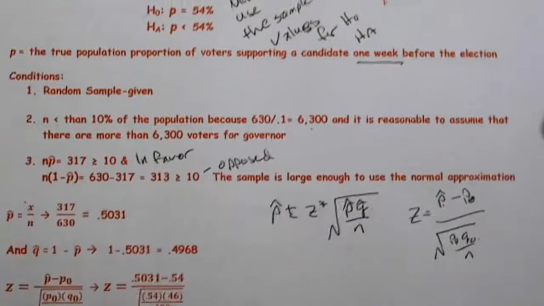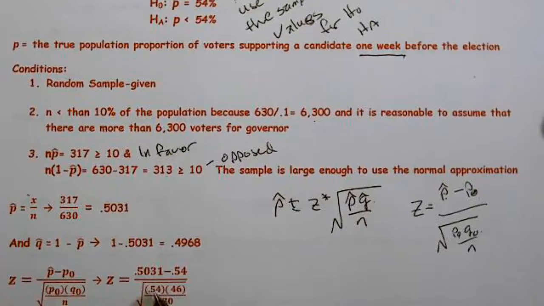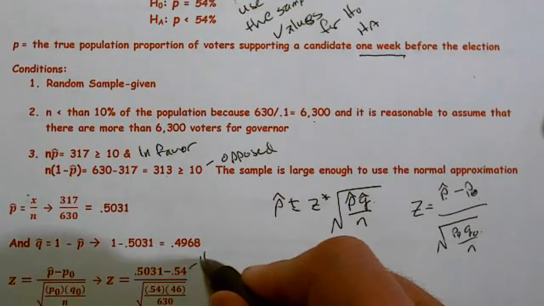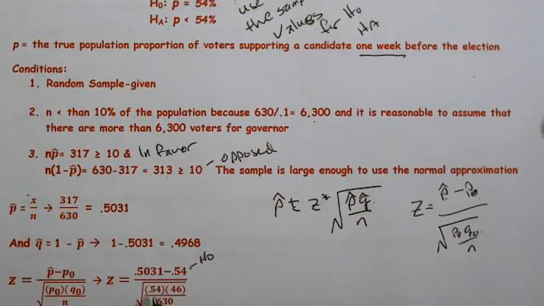So I'm going to go ahead and plug in, and I have 0.5031 minus the claim. This was our null of 0.54. That was our p naught that I used. 1 minus 0.54 is 0.46. Our sample size was 630.